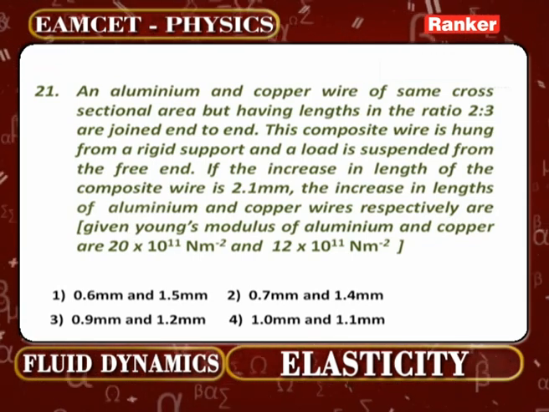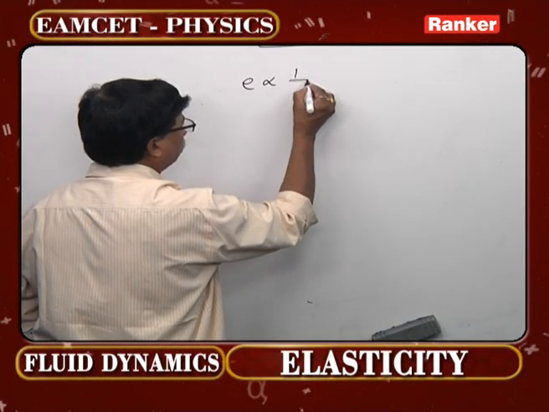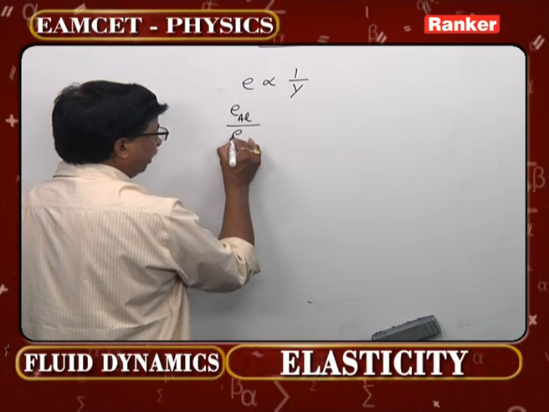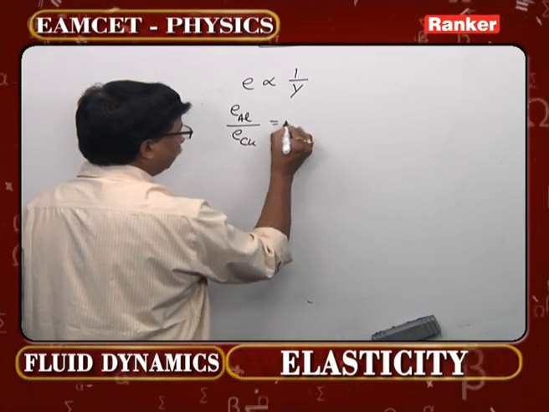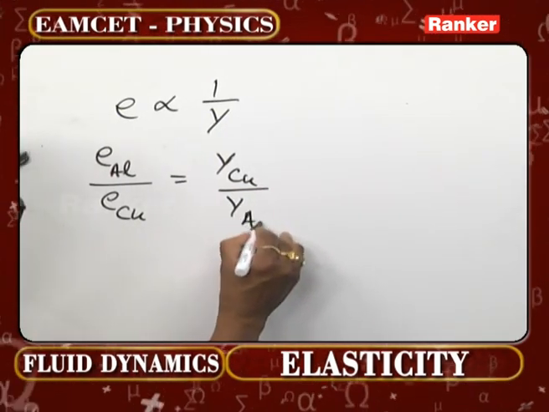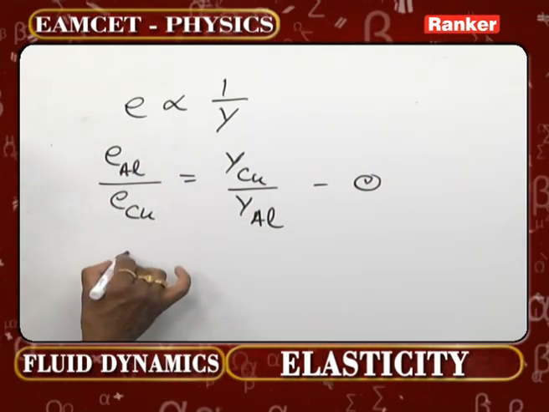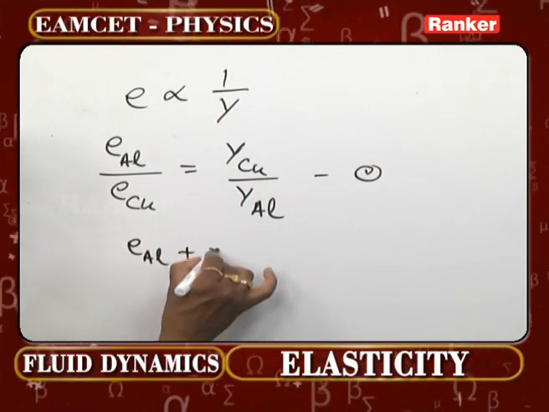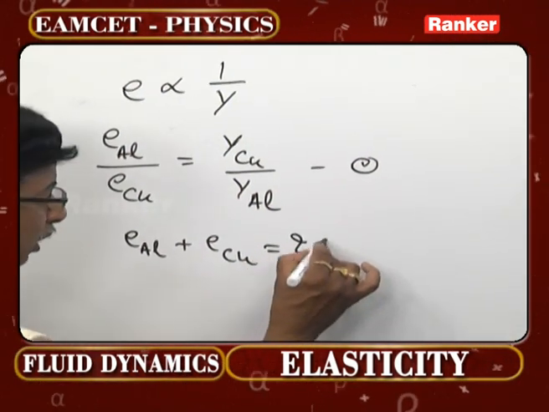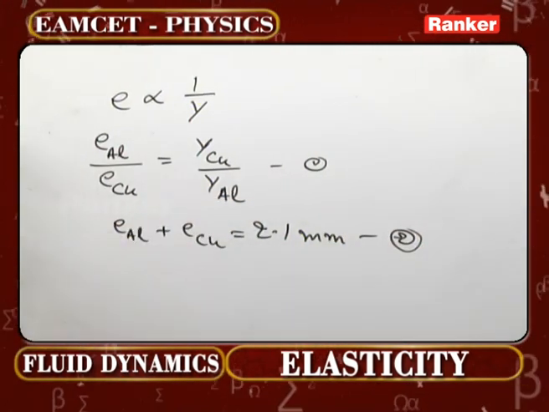One thing you should understand directly: elongation is inversely proportional to Young's modulus. So, elongation of aluminium by elongation of copper is equal to Young's modulus of copper by Young's modulus of aluminium. That is our first equation. And the second one: elongation of aluminium plus elongation of copper, the total value put together, is 2.1 millimeter, which has been given. This is your second equation.